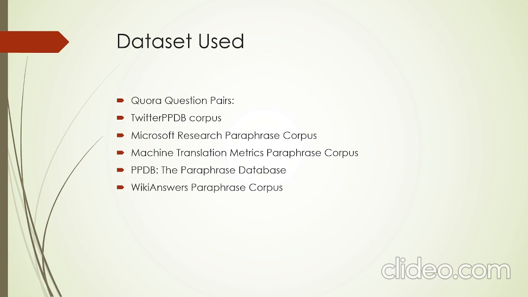Then the Microsoft Research Paraphrase corpus. This dataset contains about 5,801 pairs of sentences with 4,076 for training and the remaining 1,725 for testing. The training set contains 2,753 true paraphrase pairs and 1,323 false paraphrase pairs. The test set contains 1,147 and 578 pairs respectively. Machine translation metrics paraphrase corpus. The training set contains around 5,000 true and 5,000 false paraphrase pairs. The test set contains around 1,500 and 1,500 respectively.